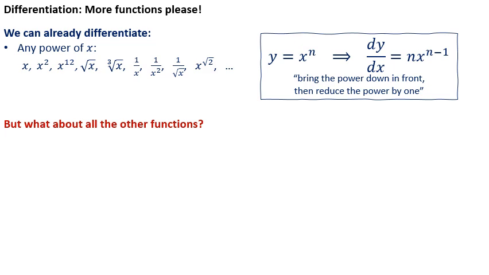We can also deal with various combinations of those. We can have 5 lots of x squared, or we can have x squared plus x to the 12, and we can still differentiate those. And we'll talk about how we combine different functions as well a little bit later. But there's a bit of a glaring hole in the functions that we can differentiate.